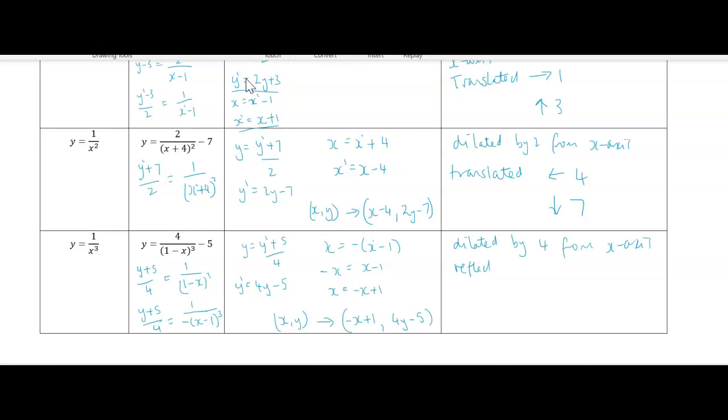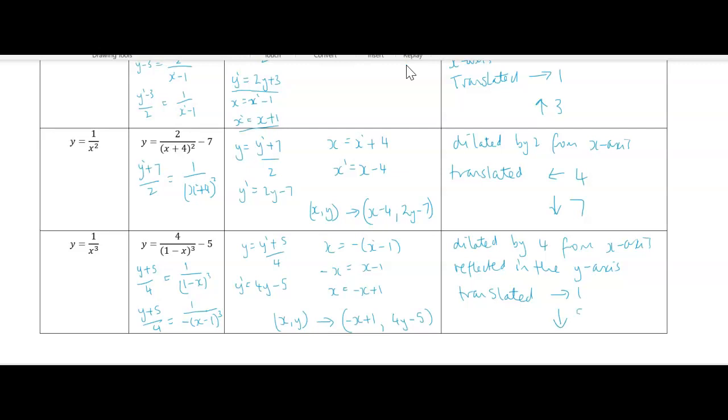Reflected in the x-axis and translated. So I just write the axes, obviously reflected in an axis, reflected in the y-axis. Remember, it didn't matter if I said x-axis before. Translated, so what do we got? We've got 1 to the right, and we're going down 5.